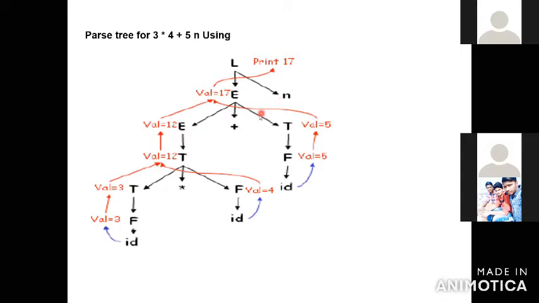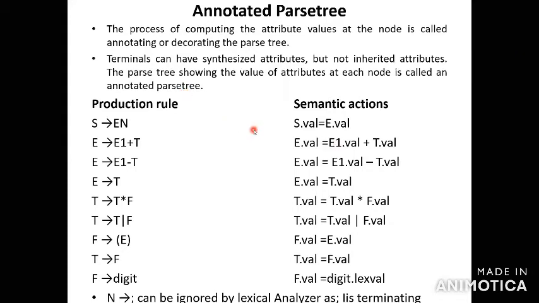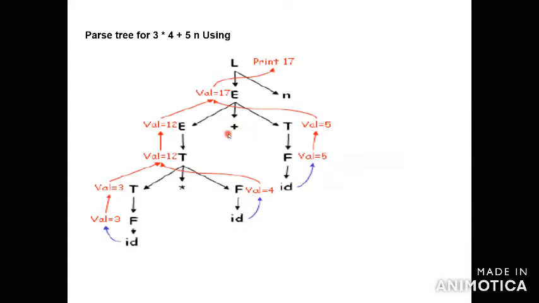How to draw the annotated parse tree for the given production rules and semantic action? The production rule is nothing but the context-free grammar. The context-free grammar can be associated with the semantic action. So based on the given rules and semantic action, you have to draw the parse tree construction. That is nothing but the annotated parse tree. Okay. Similarly, you have to draw the parse tree constructions.